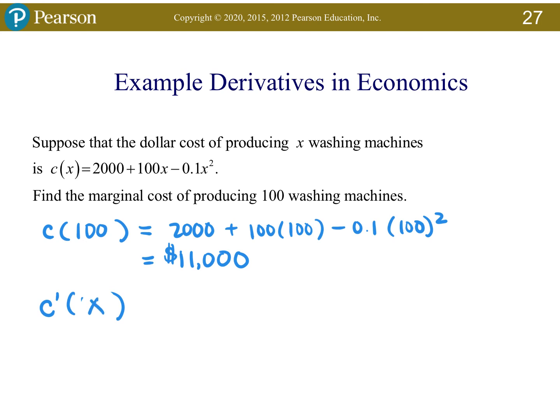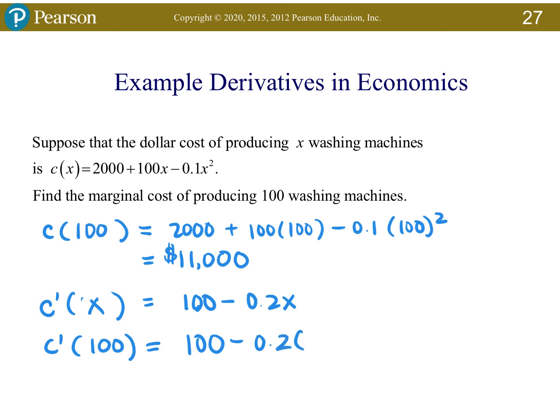All right, so let's find C prime. C prime is going to be 100 minus 0.2x. So let's find C prime of 100. So 100 minus 0.2 times 100. What's the answer to that? 80.